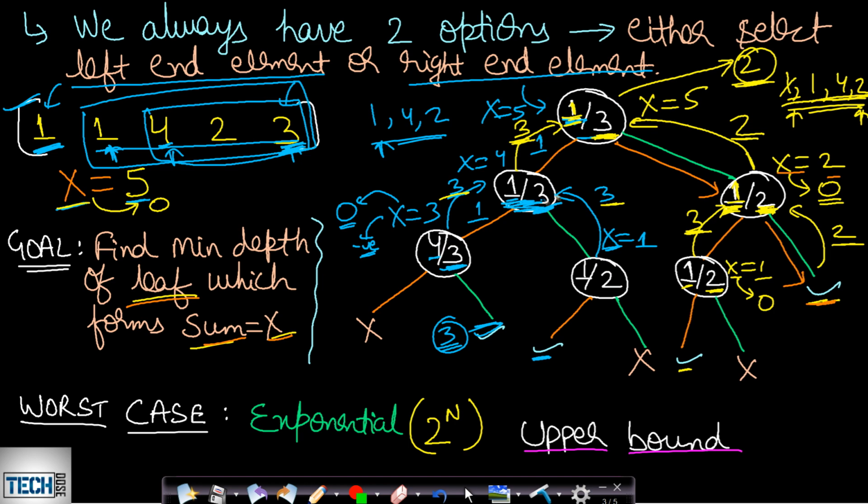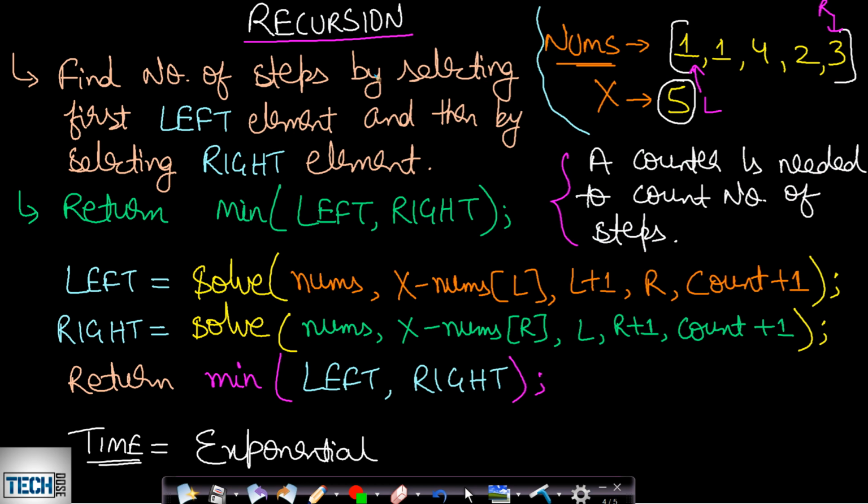Now here, since we are solving this problem by using simple recursion and we are not optimizing it, and at any point we basically have two options, this will be forming a binary tree, and in the worst case we will have exponential time complexity which will be 2 to the power n. So this is the upper bound. Okay, so I hope you understood the idea of solving by using recursion. Now let us see how we apply recursion in order to solve this problem.